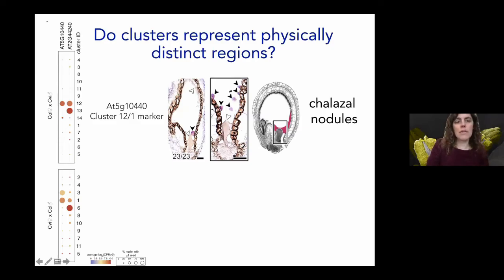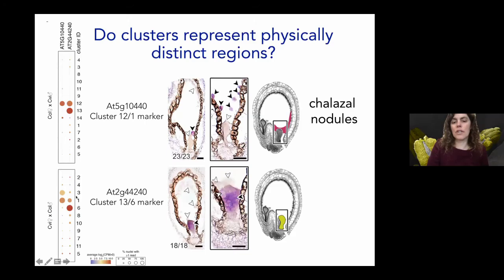This other marker was also in putative callosal endosperm clusters, but it was enriched in the other one, so cluster 13 and cluster 6. And by in situ, you can see that this is now in the most basal portion of the callosal endosperm in what is known as the cyst. And I really love this in situ because you can see these nodules actually sitting on top of the cyst with no expression, no RNA detected from the marker compared to down here, even though they're physically touching.